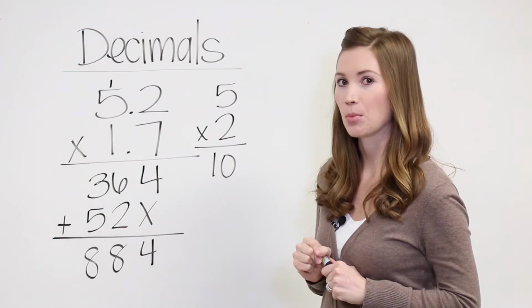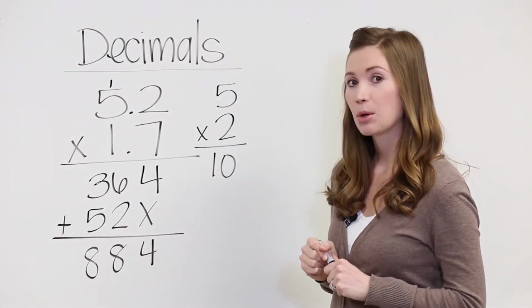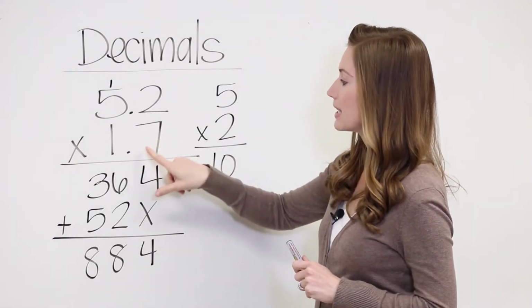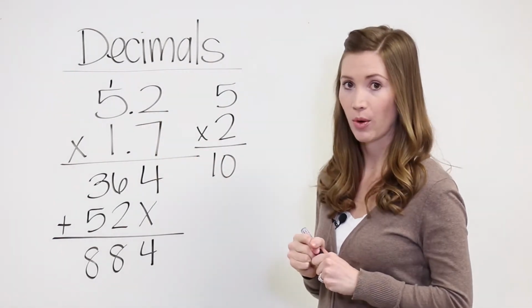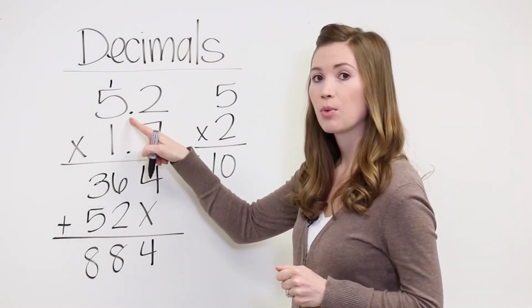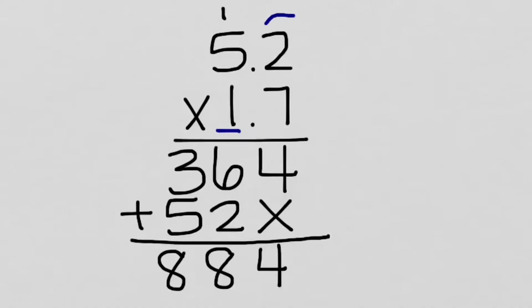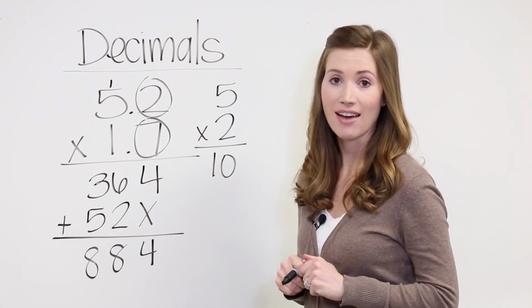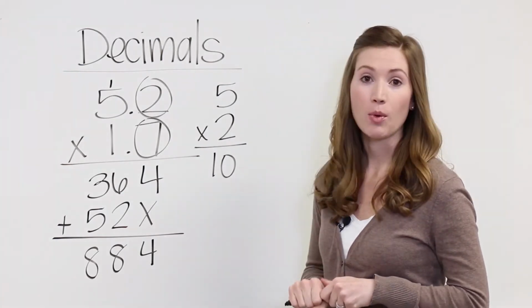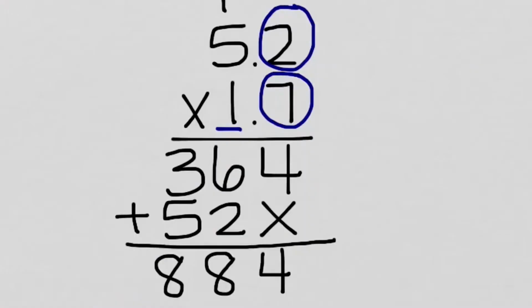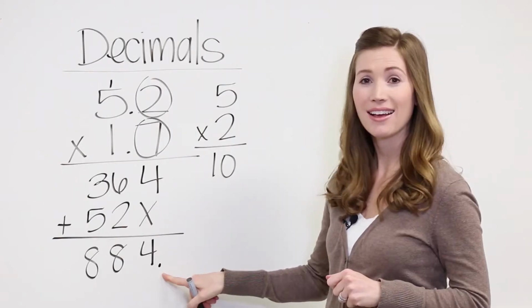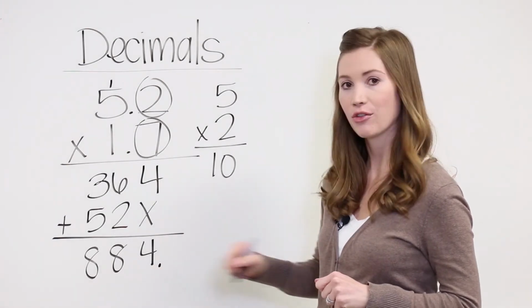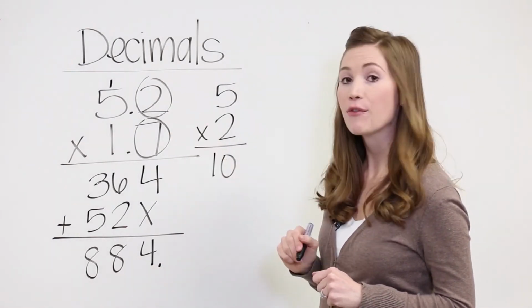So let's account for our decimal points. Now when we account for our decimal points with multiplication, we count how many digits are behind each of our decimal points. So to the right of our decimal point in 5 and 2 tenths, we have one number. And to the right of our decimal point in 1 and 7 tenths, we have one number. That means that we're going to move our decimal point in our final answer 2 places to the left. Now, if you don't see a decimal point, that means that it's to the far right. If I place a decimal point right here to the far right, that doesn't change the value of 884. So let's now account for our decimals.